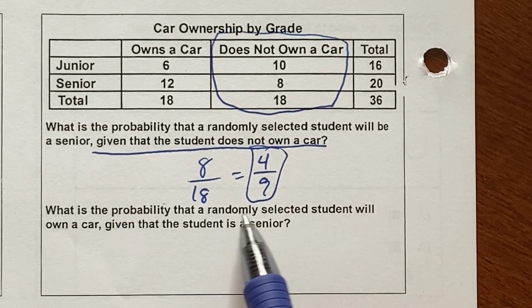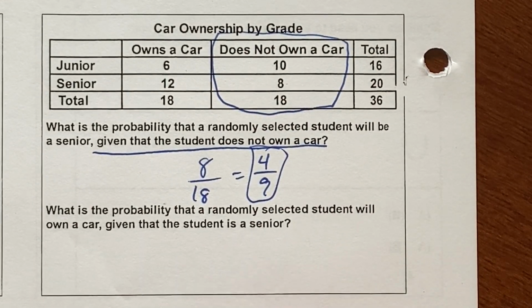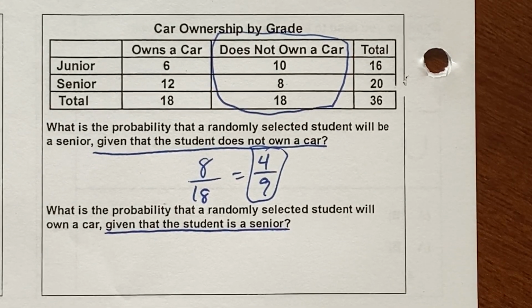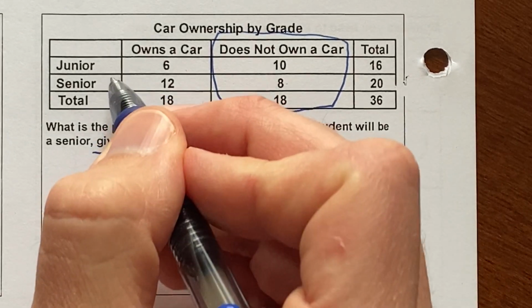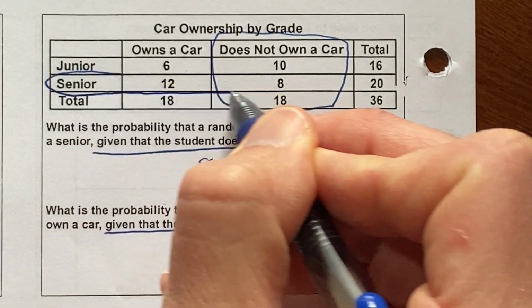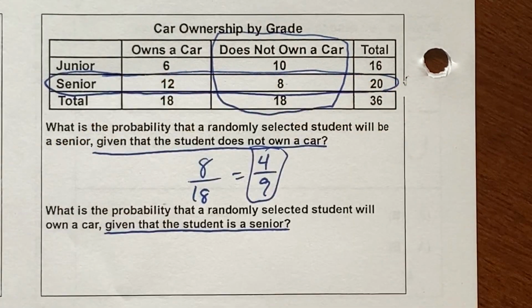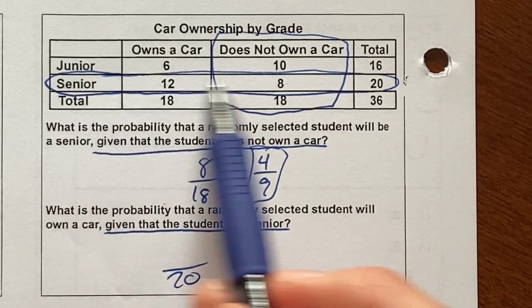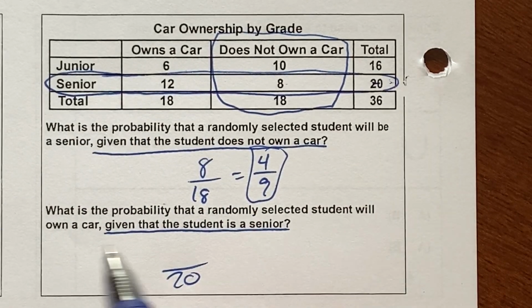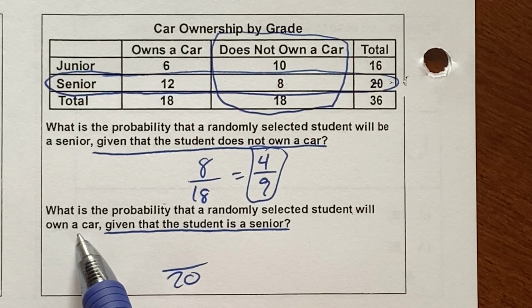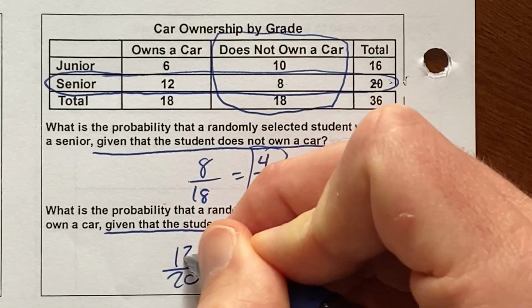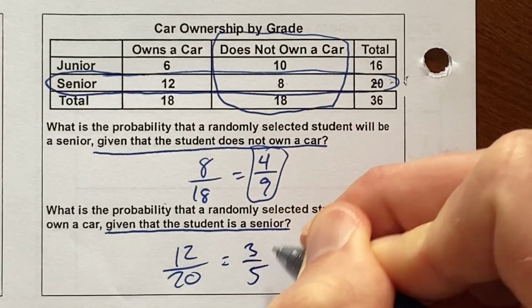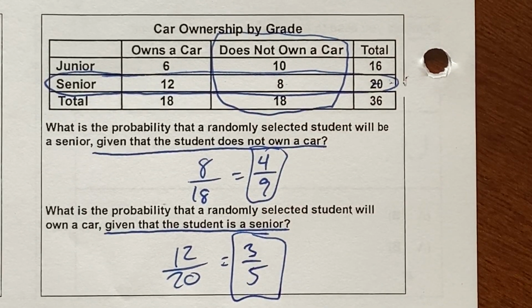What is the probability that a randomly selected student will own a car, given that the student is a senior? So this one's a little bit different. We're only going to look at the seniors. So I'm going to look at all of these people right here. My denominator this time will be 20, only looking at the students that are seniors. There's a total of 20 seniors. And the student will own a car, 12 out of 20. And that reduces to 3/5, or 0.6.